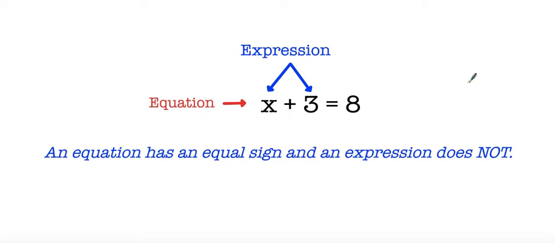And another way that we could easily tell is that an equation has an equal sign and an expression does not. So remember that the expression here is just the x plus 3, and then the equation is everything, and because it's equal to 8, we're able to solve for x.